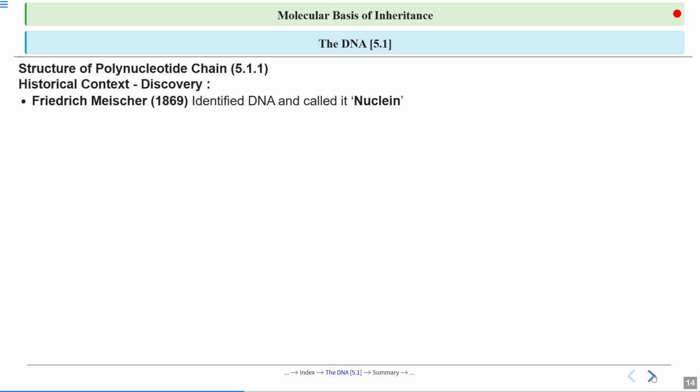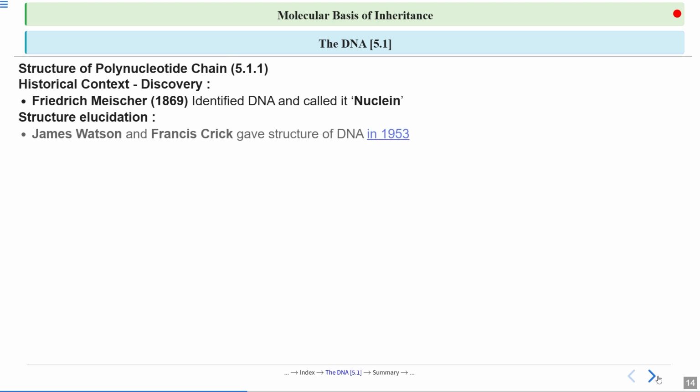So first, Friedrich Miescher in 1869 identified DNA and called it nuclein. So in 1869, there was a scientist named Friedrich Miescher, and he identified DNA and named it what? He named it nuclein. What was its structure elucidation? Like how the structure of this DNA became known.